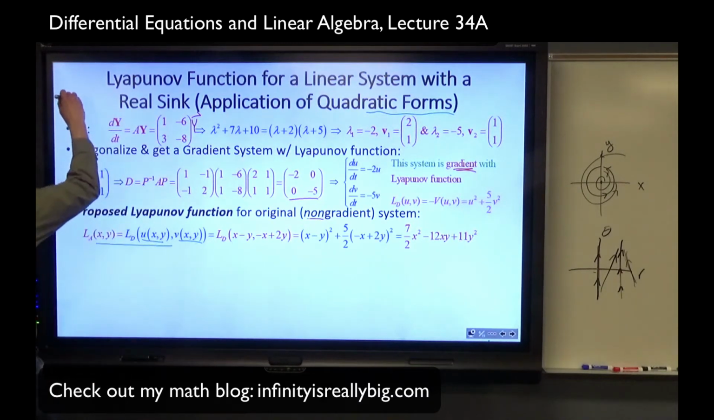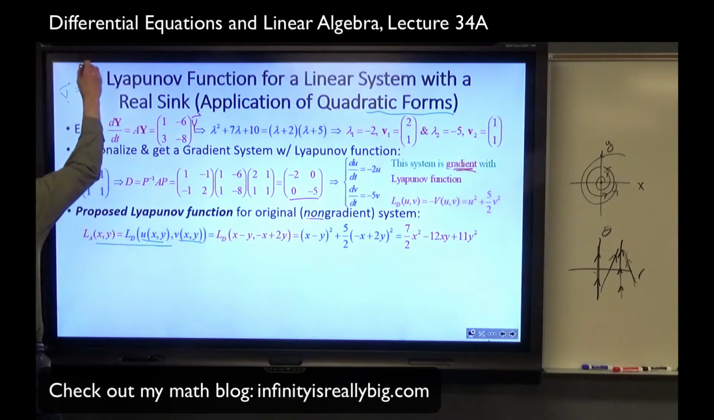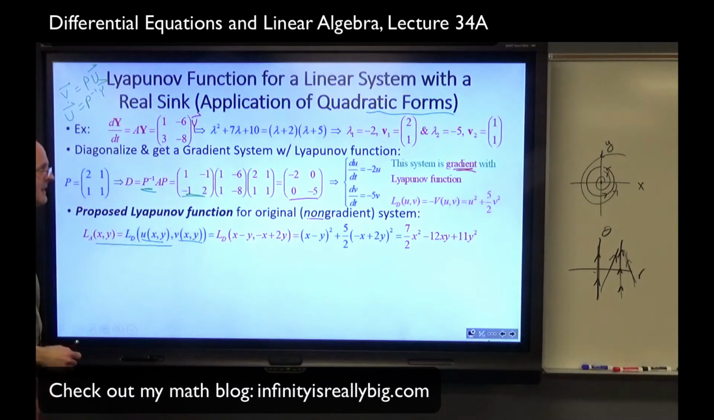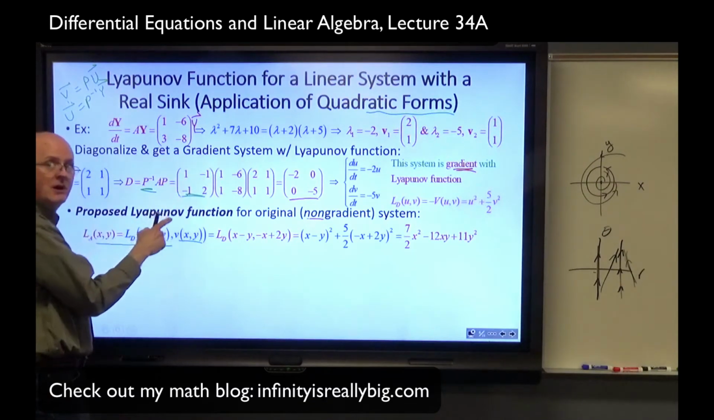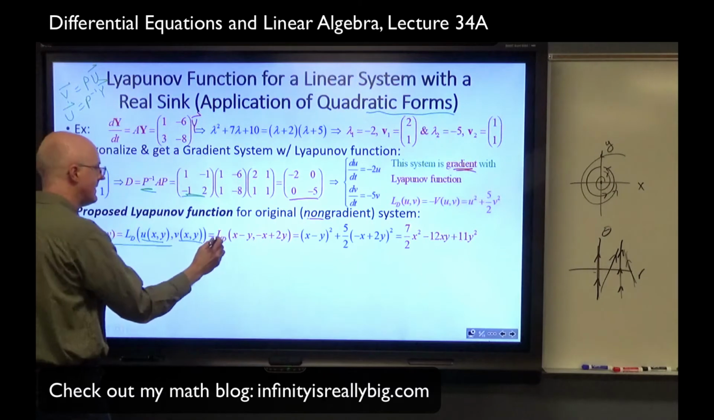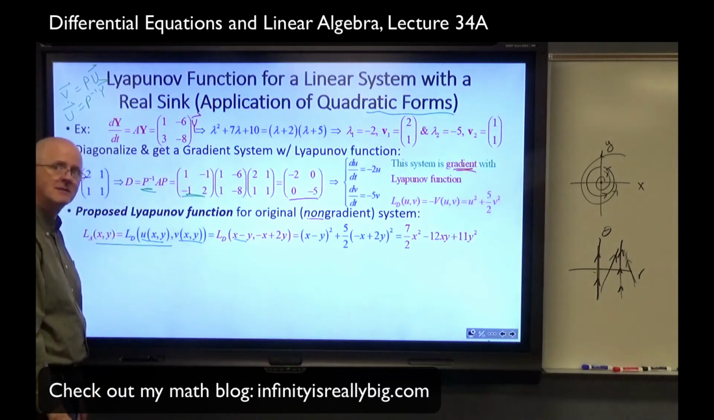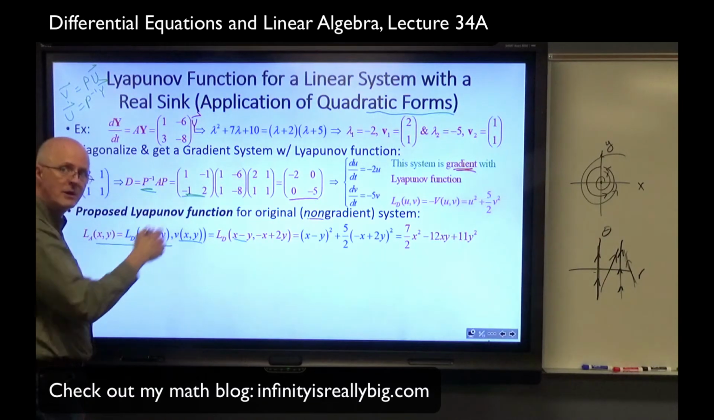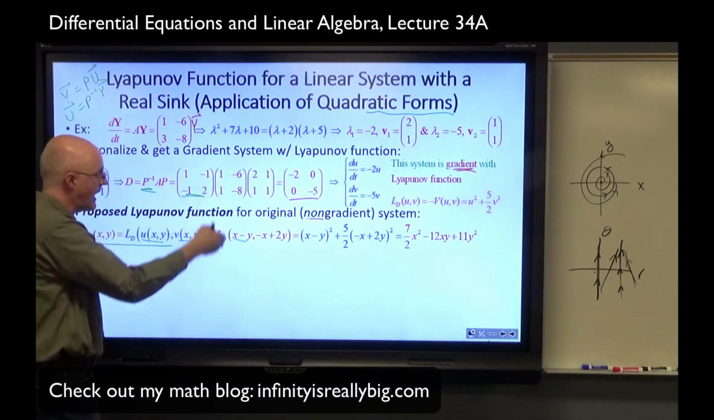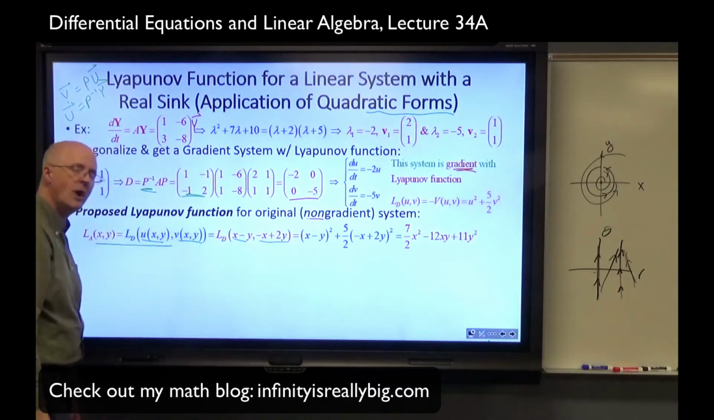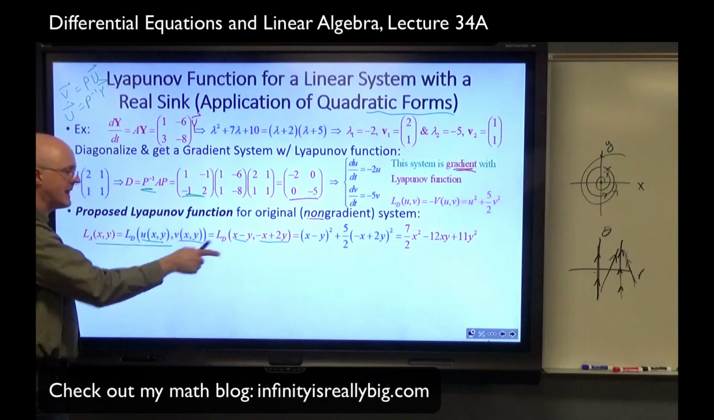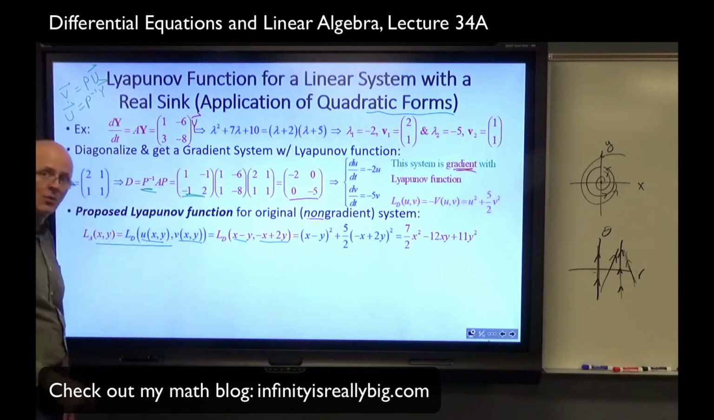Remember, when you change coordinates, y equals pu, and therefore u equals p inverse y. What's p inverse? It's this matrix. What's its first row? 1, negative 1. When you multiply times xy, you get x minus y. What's its second row? Negative 1, 2. When you multiply times a column vector xy, you'll get negative x plus 2y. U does equal x minus y. V does equal negative x plus 2y under this change of coordinates.